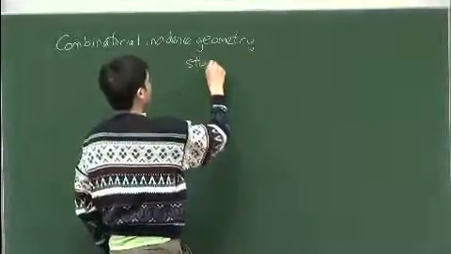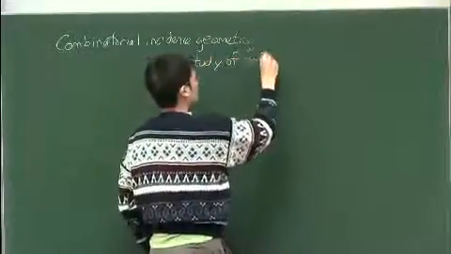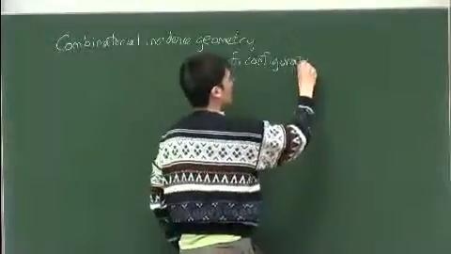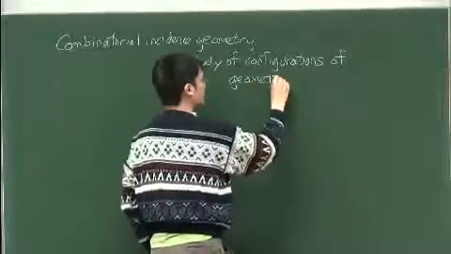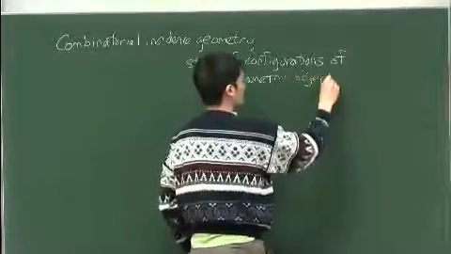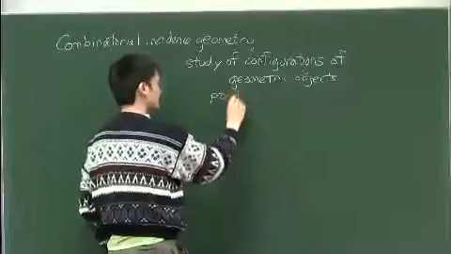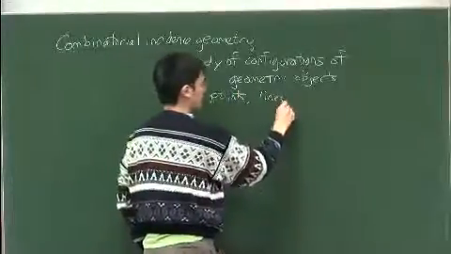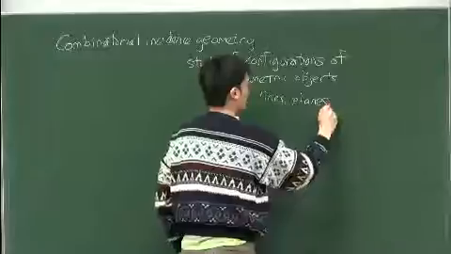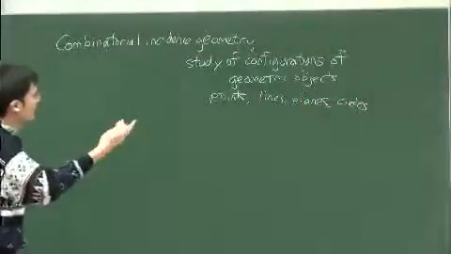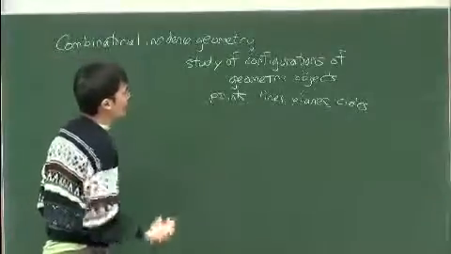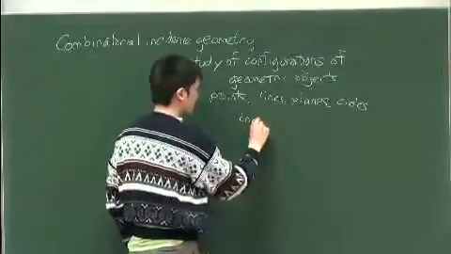So combinatorial incidence geometry is the combinatorial study of configurations of simple geometric objects. Really simple objects like points, lines, planes, circles, and so forth. So you have maybe n points and m lines and so forth, and you want to know how they interact. So you also care about incidences.